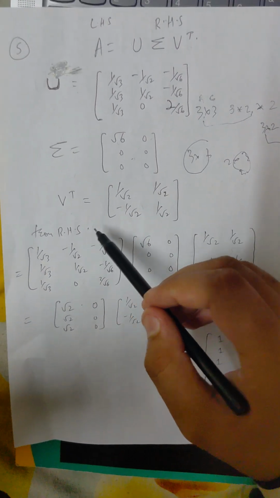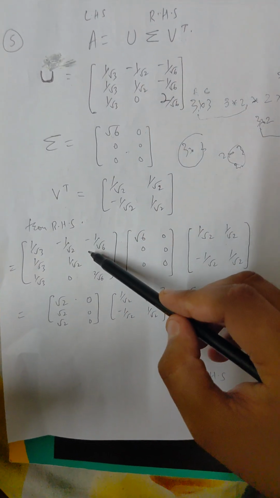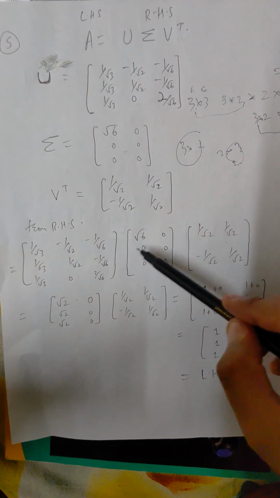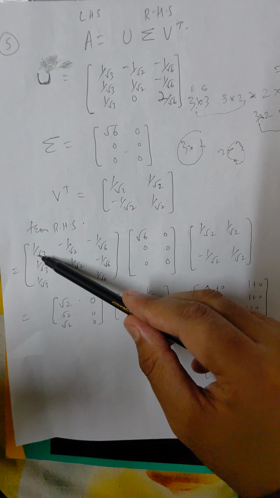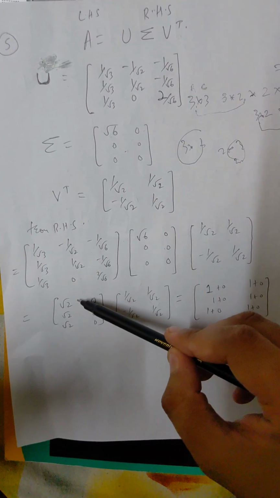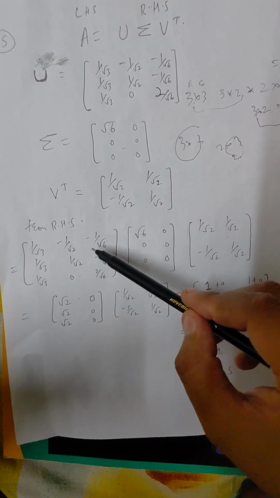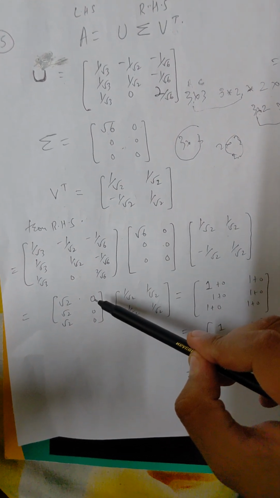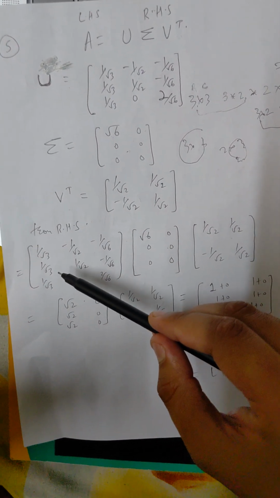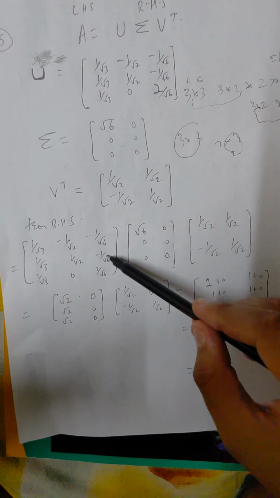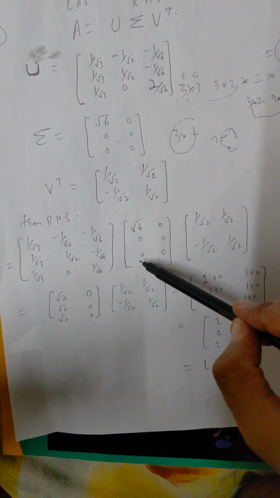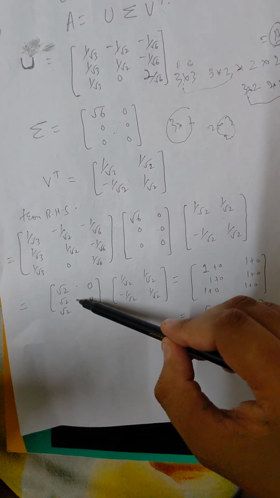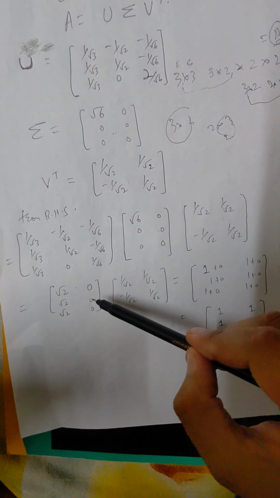From the right-hand side we take the U matrix here and the summation matrix here, and I will do the multiplication. As you can see, I have done 1 by root 3 into root 6, so I get root 2. These two elements, when multiplied with this, give 0. Similarly, if we take this row and multiply it with this column, we get root 2, because for the other elements we get 0, we take the sum, and for this column it will again be 0.